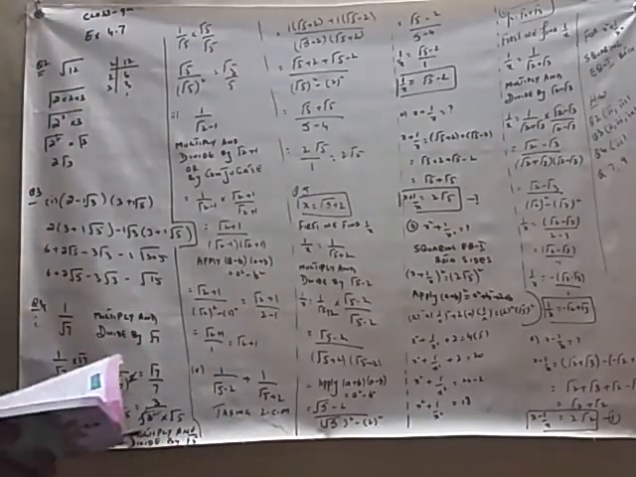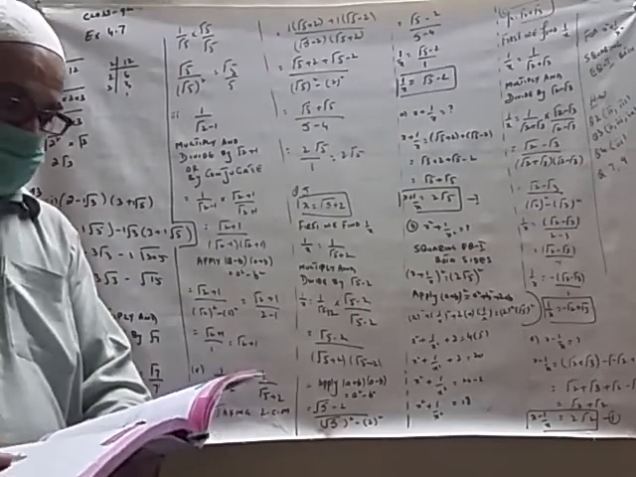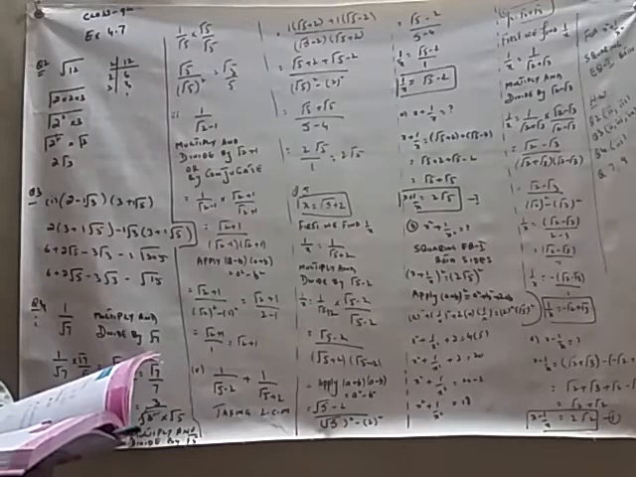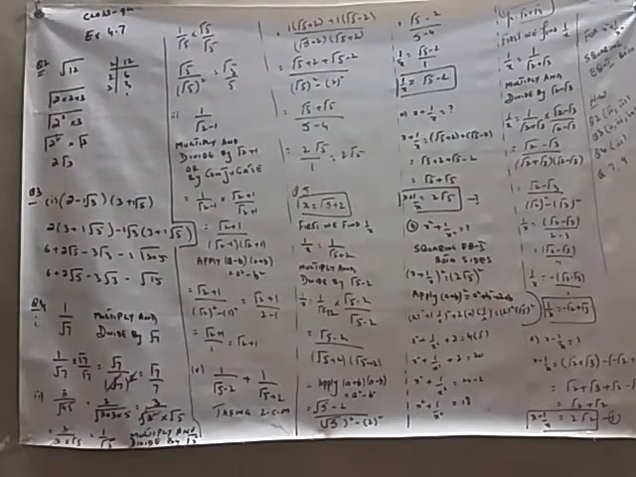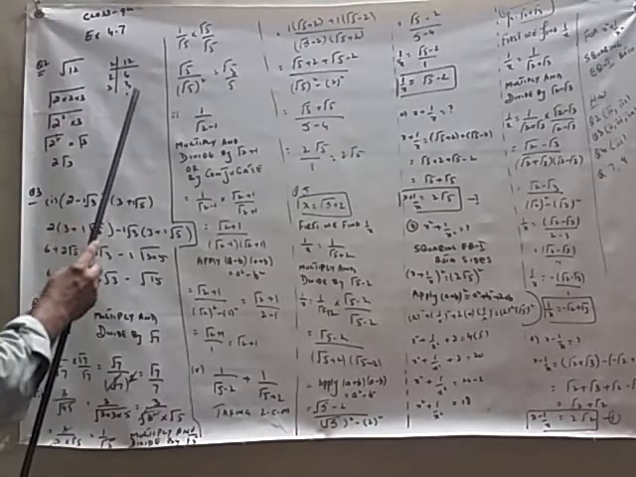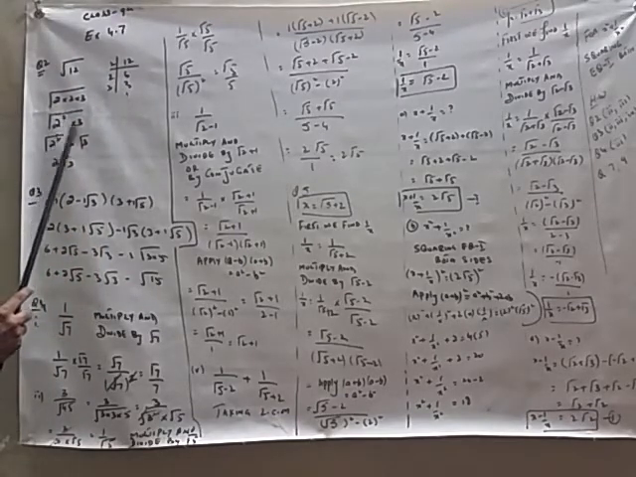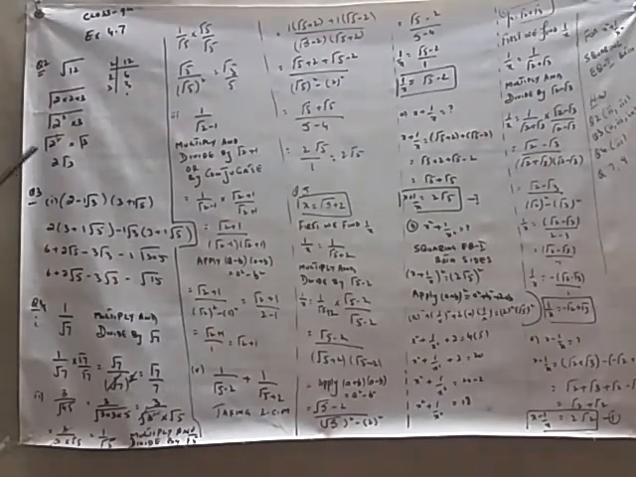In question number 2, exercise on page 122. Express the following in the simplest possible surds. Question number 2, part 1 is given: under root 12. We take the LCM: 2 into 2 into 3, that is 2 square multiplied by 3. In case of multiplication, we separate them. 2 square cancels the root, we get 2 under root 3.